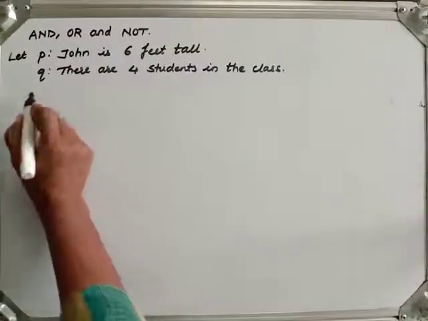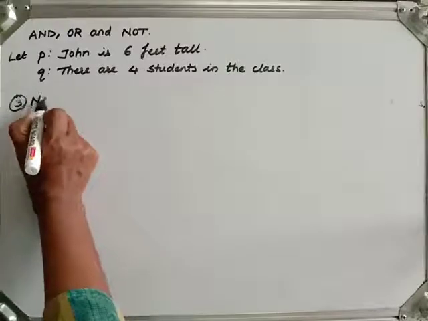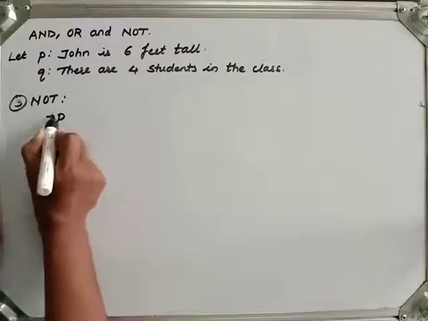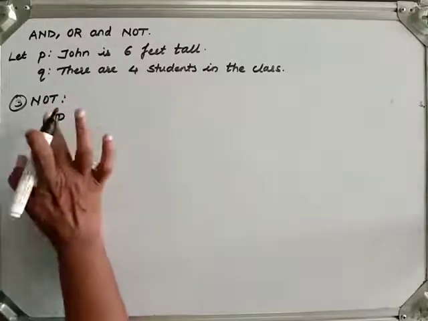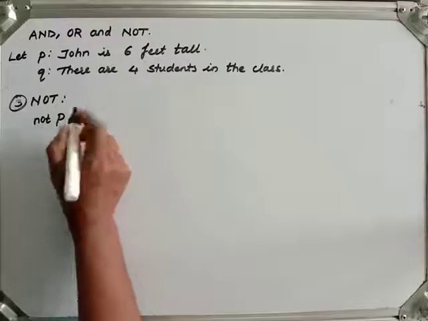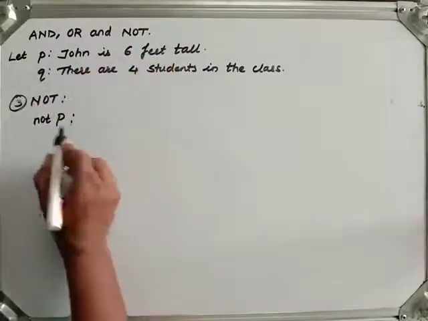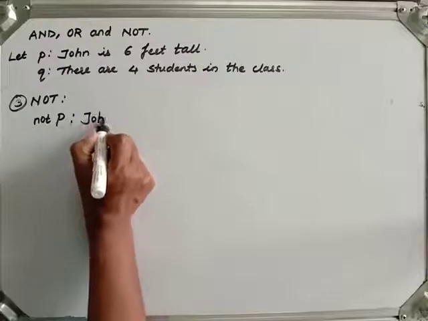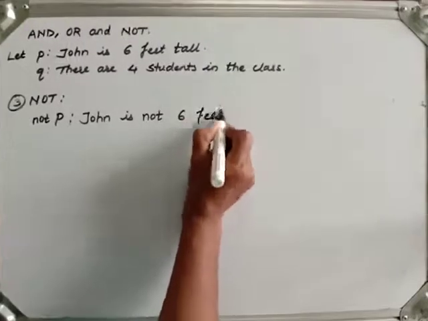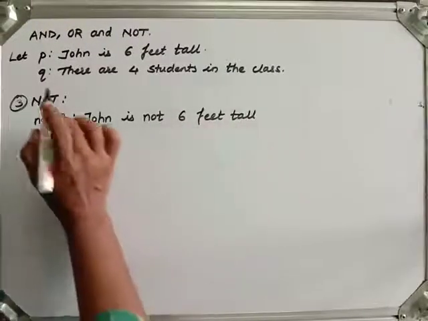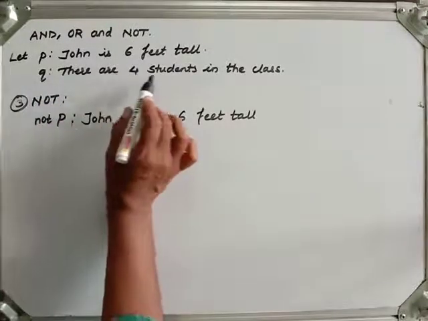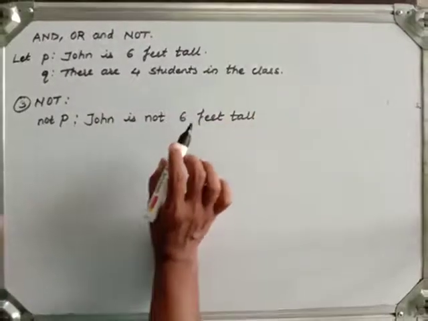Okay, now the third logical connective is NOT. Now I have to write the negation of P. This is the notation for that, not P, or let me write the word, not P. Here P is John is 6 feet tall. So not P will become John is not 6 feet tall. Similarly, if I have to write not Q, then I must write there are no 4 students in the class.